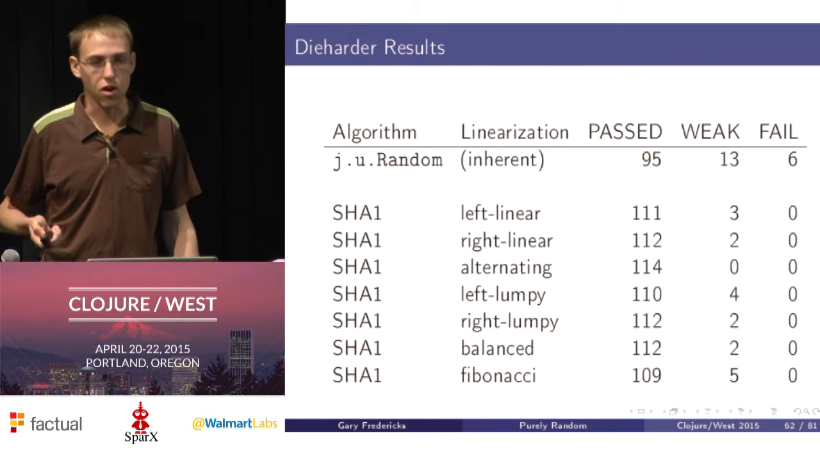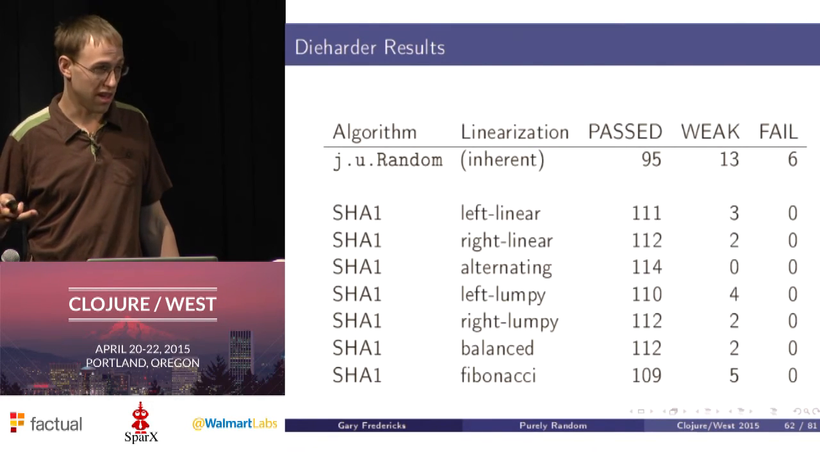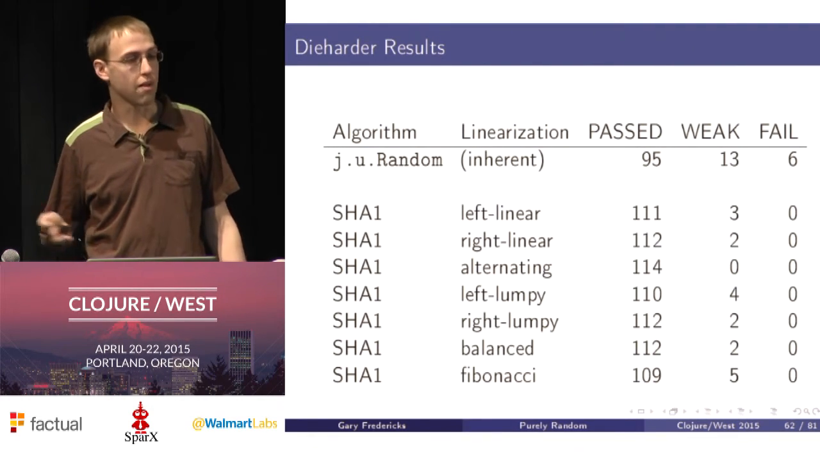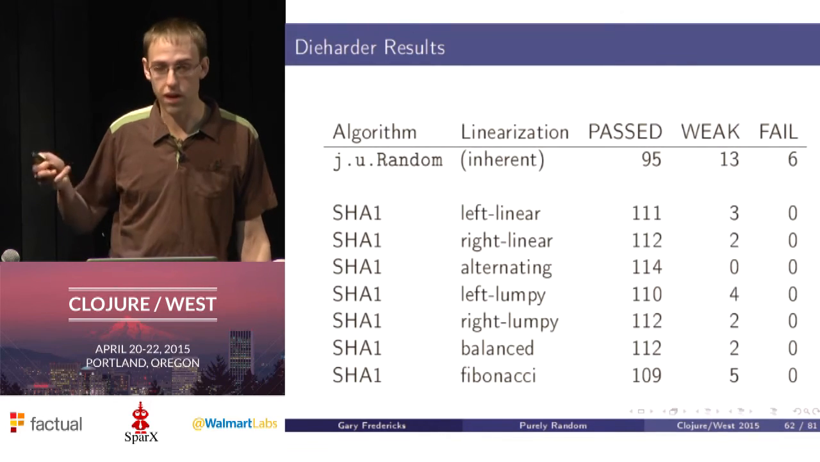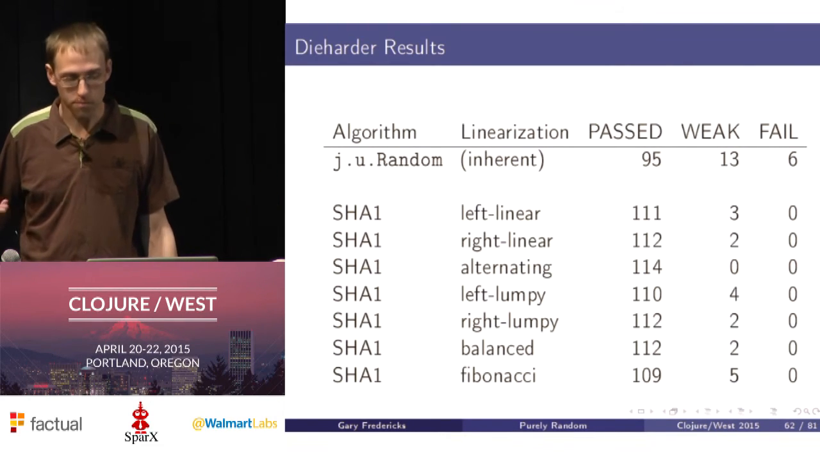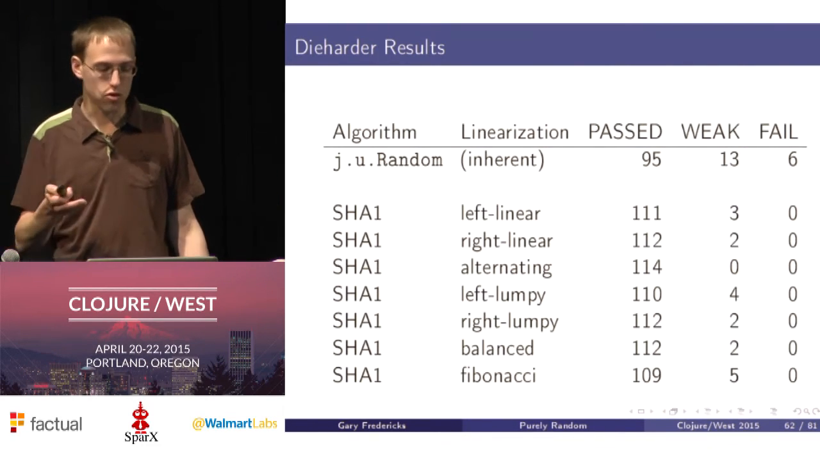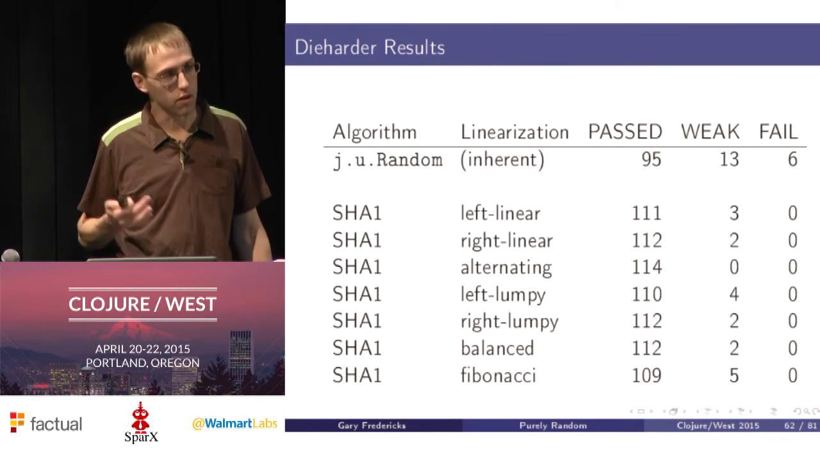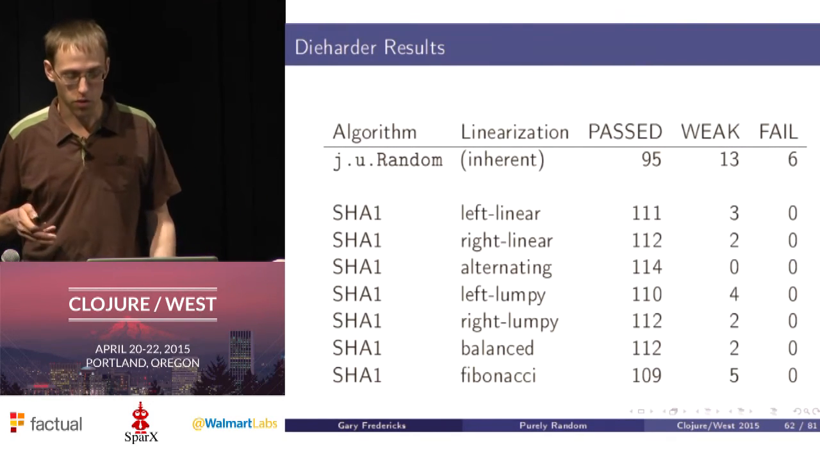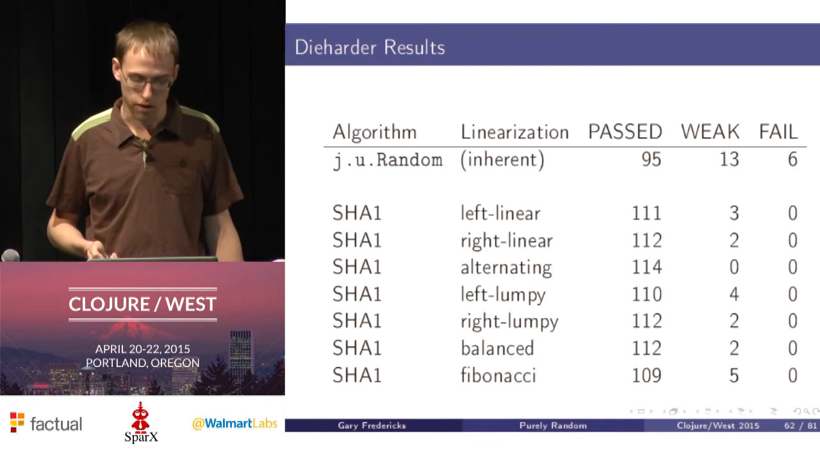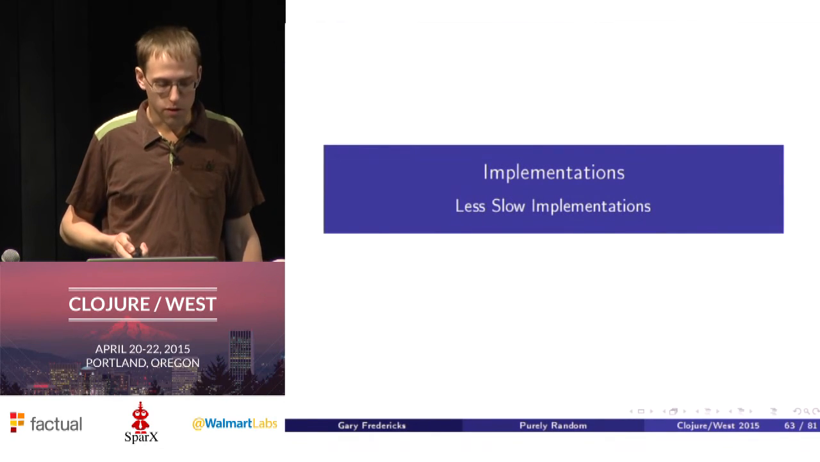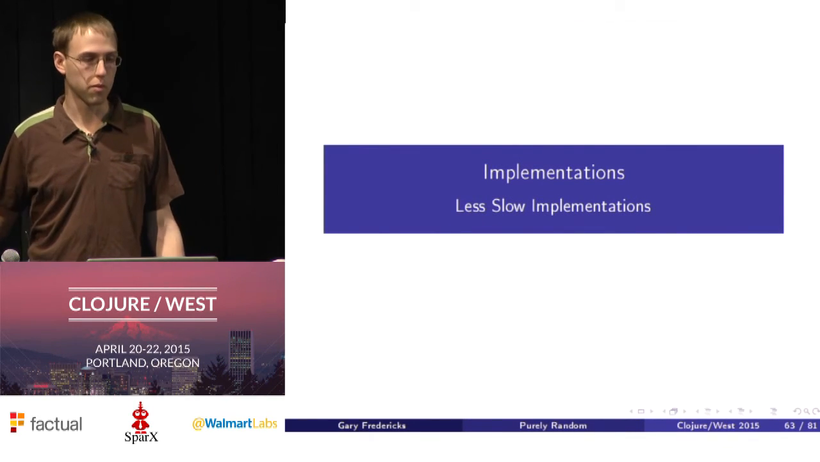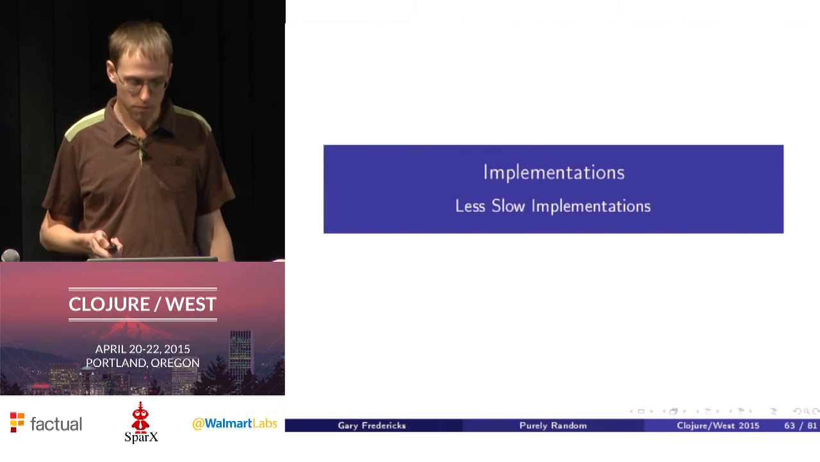However, SHA-1 takes, say, thousands, I believe, of arithmetic operations to compute, and we're running it every time we want to generate a number. Meanwhile, java.util.Random uses 3 arithmetic operations, so performance concerns arise here. So let's now talk about other implementations that are hopefully a little less slow.